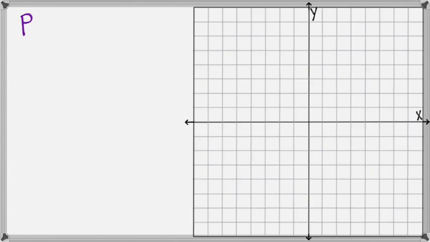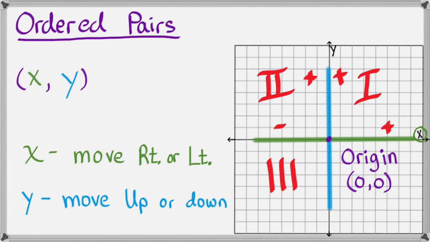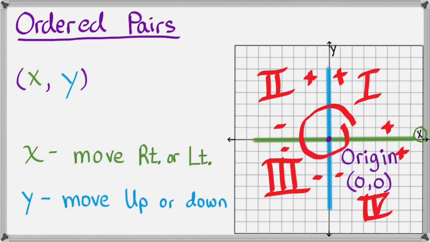And then we have quadrant 1, which is positives and positives. Quadrant 2, which is negative and positive. Quadrant 3, which is negative, negative. And quadrant 4, which is positive, negative. And they all go this way, in that direction. But we'll explain more about that later.